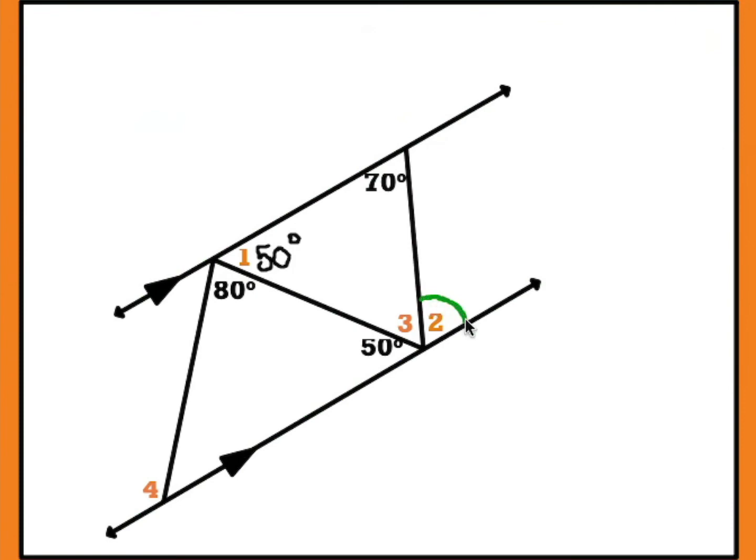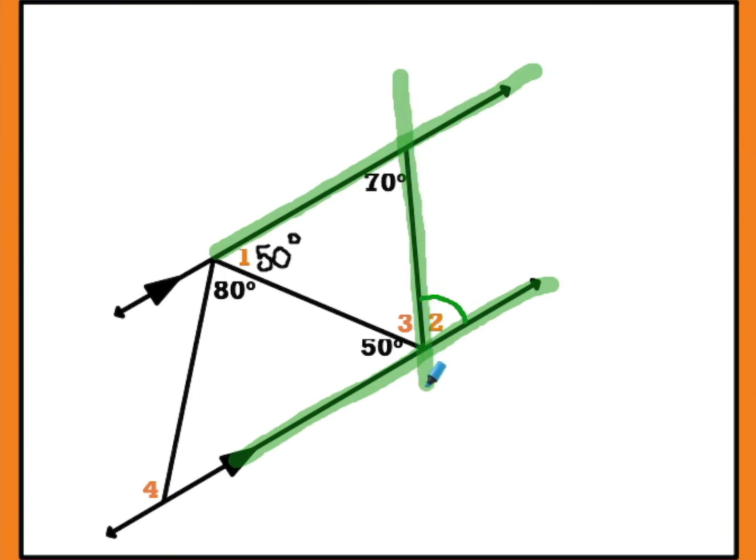Should we try angle 2 next? Can we use the parallels again? We've got parallel lines. Where could we make our transversal? Probably using this line as our transversal, since that makes our angle 2. Where would our angle be? Could we use the 70 then? Do you see how the 70 and angle 2 would be alternate interiors? So the 70 degree would match up with the angle 2.